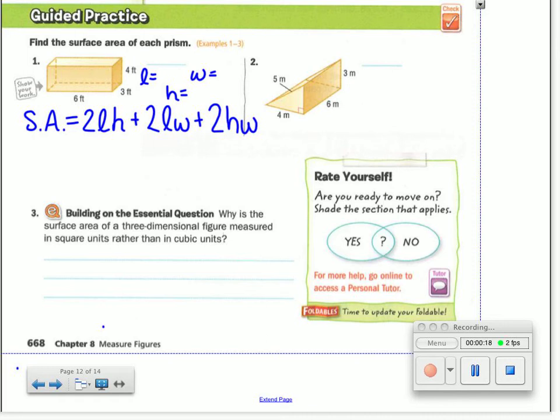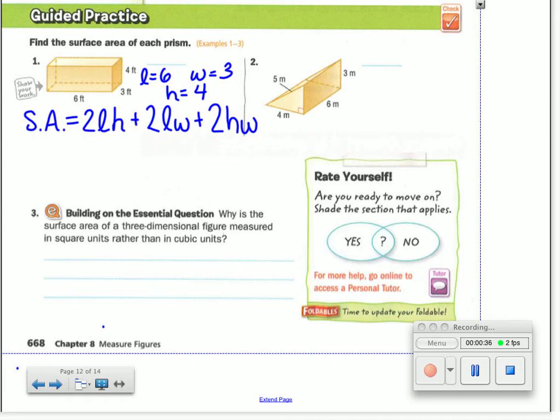So what was the length of this rectangular prism? Yep, 6. What is the width? 3. Good. And then the height would be left with 4. If you flip those around, it's not going to really change your answer. All I need to do now is plug everything in.